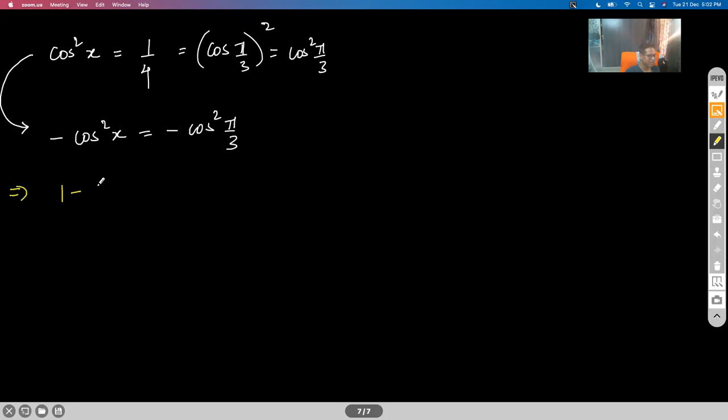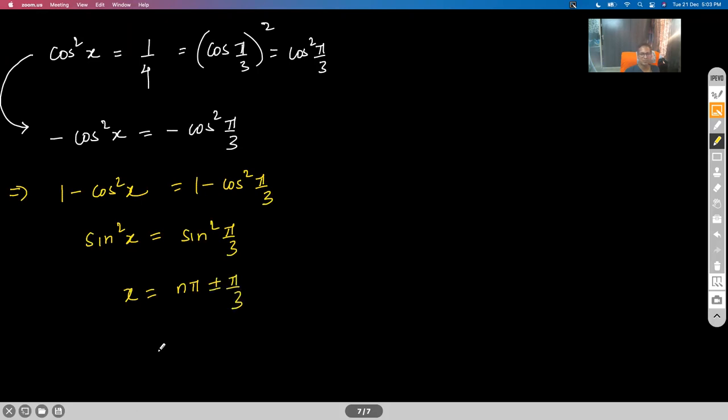Now just add a 1 to both the sides of the equation. Correct? So this becomes sine square x is equal to sine square pi by 3. So this is as good as saying x equal to n pi plus minus pi by 3, which means that there is no change in the general solution even for this kind of an equation.